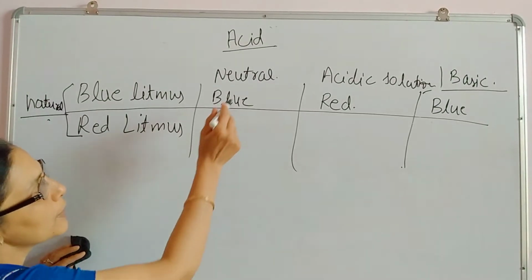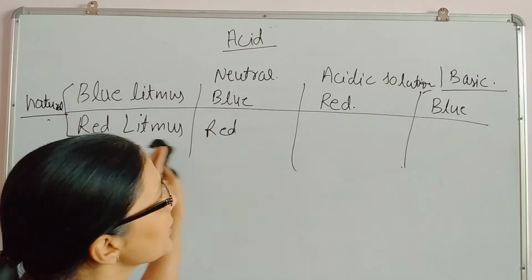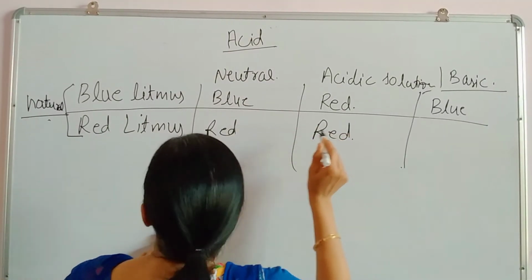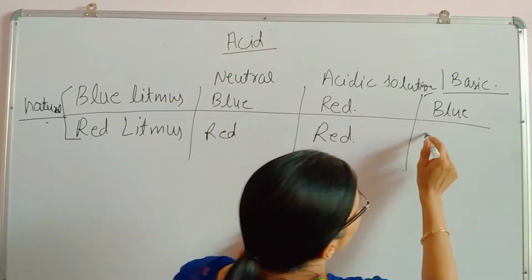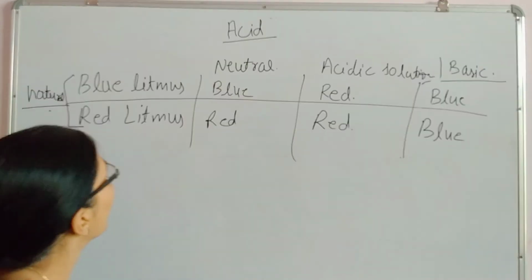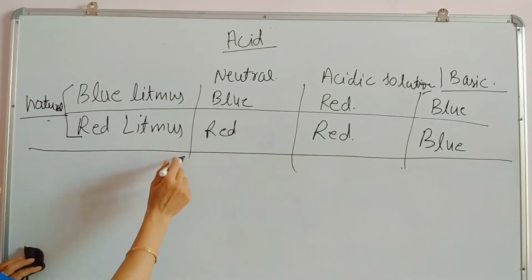Red litmus paper, when added to neutral, will remain red. When red litmus paper is added to acidic solution, it will remain red. But when red litmus paper is added to base, it will convert to blue. So that's all about the litmus paper indicator.